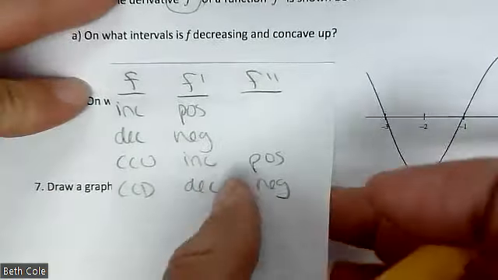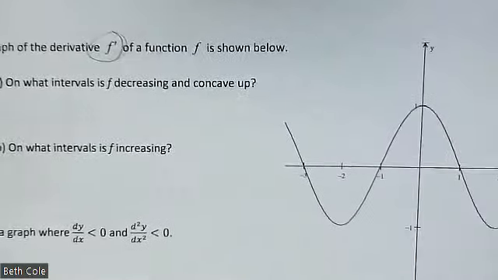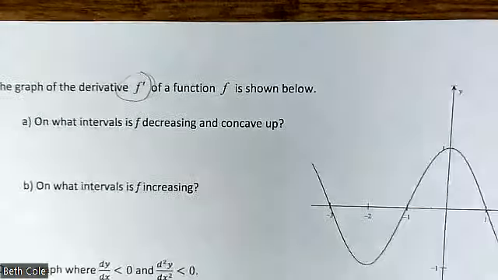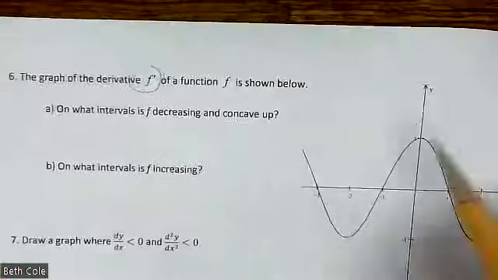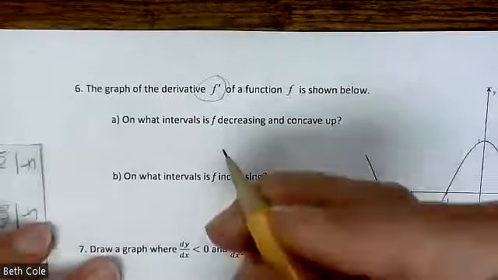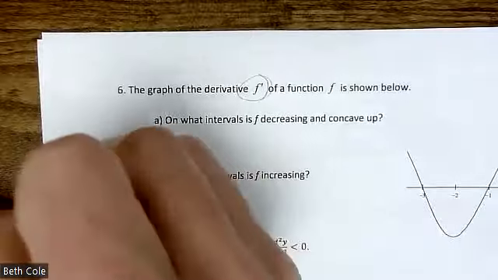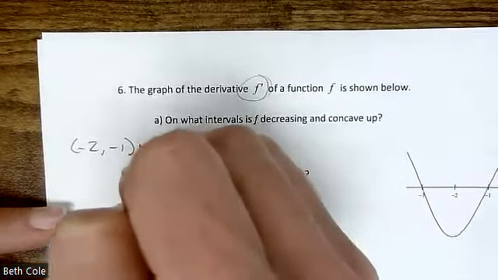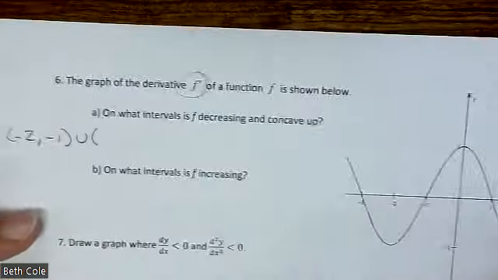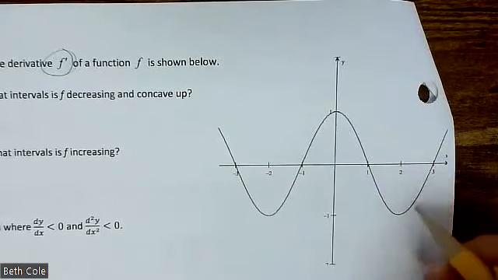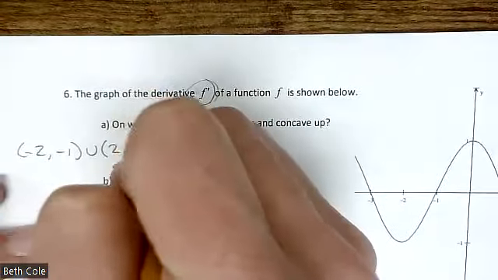Increasing. All right, can you find places on this graph where it is below sea level and also increasing? All right, -2 to -1 is the first one. I'm going to start all the way over here because we do have to justify this. -2 to -1, union, where else? 2 to 3, good. Below the x-axis and increasing.